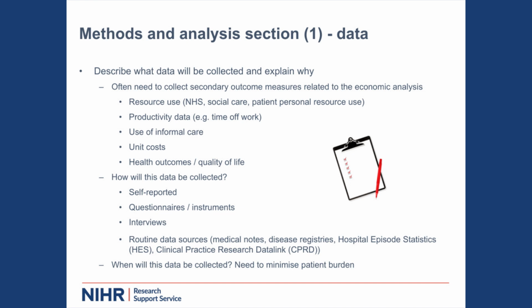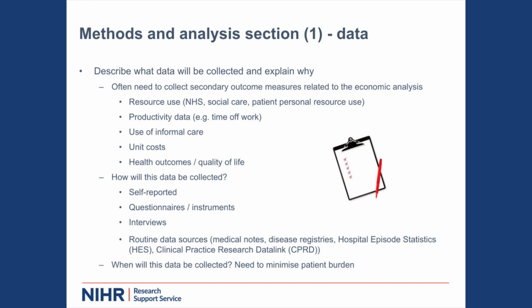So it might be healthcare resource use, social care, it might be time off work, if there's a strong impact on that. It might be use of informal care, so friends and relatives helping people, looking after them. And then for every item of resource use, we're going to want a unit cost. So for example, if we capture the number of bed days in hospital, we need a cost per bed day in hospital, and we multiply those two things together to generate our costs when we do our analysis.